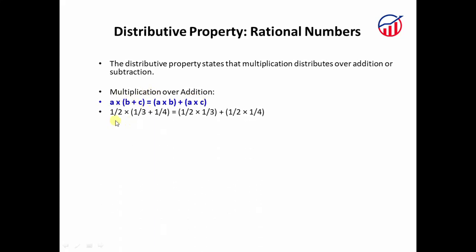Let's solve an example. You have half into 1 upon 3 plus 1 upon 4, that is half. So on the LHS, what you're going to do? Half into 1 upon 3, which is here, the plus sign over here, and half into 1 upon 4, which is on the RHS. Now we are going to solve both the LHS and the RHS. So here, solving the bracket first, you have half into 7 upon 12, in the RHS you have 1 upon 6 and 1 upon 8 over here.